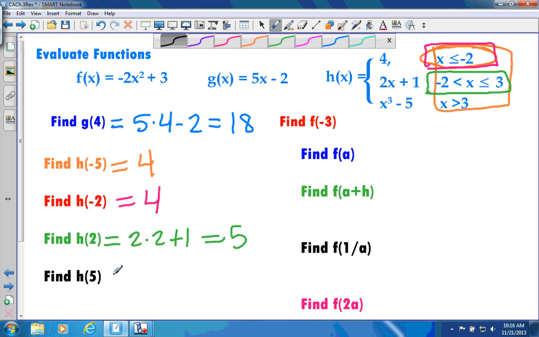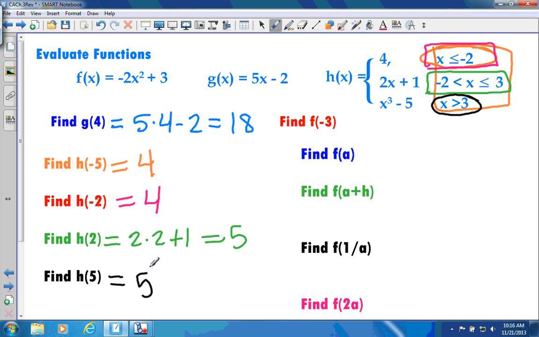And then lastly on this column, h of 5 would fit here because it's greater than 3. So then we have 5 cubed minus 5. And you get 120 for an answer.